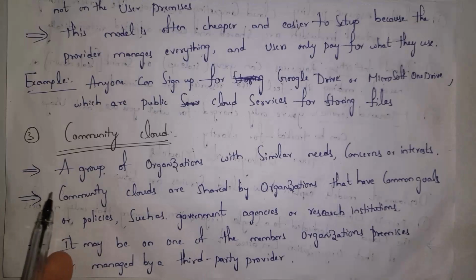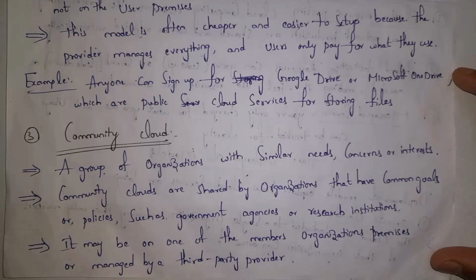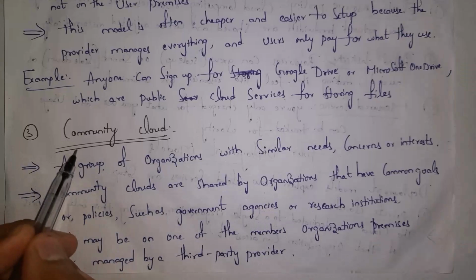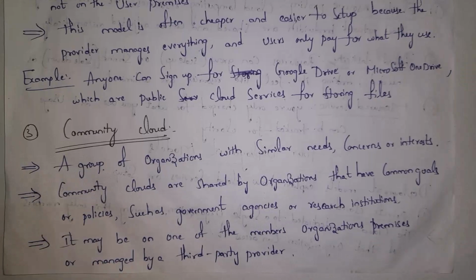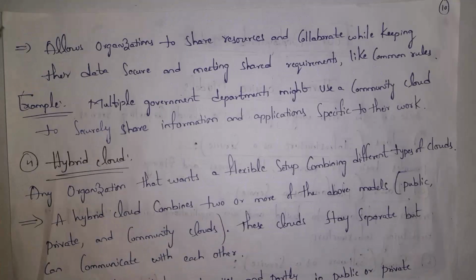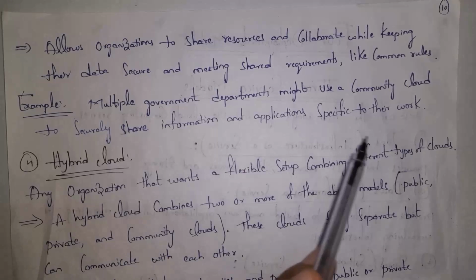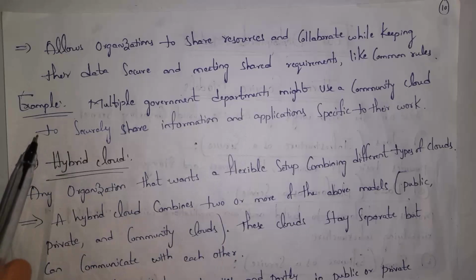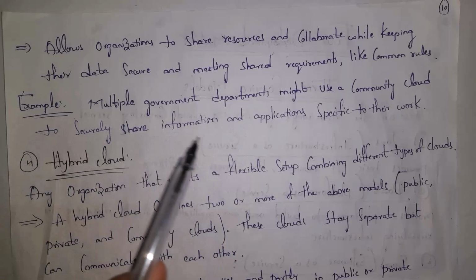Community clouds are shared by organizations that have common goals or policies, such as government agencies and research institutions. This community cloud can be set up either in the company location or it can also be maintained by third parties in a third party location. So in community cloud, all organizations will share resources by keeping data secure and following organization policies. For example, multiple government departments might use community cloud to securely share information and applications specific to their work.